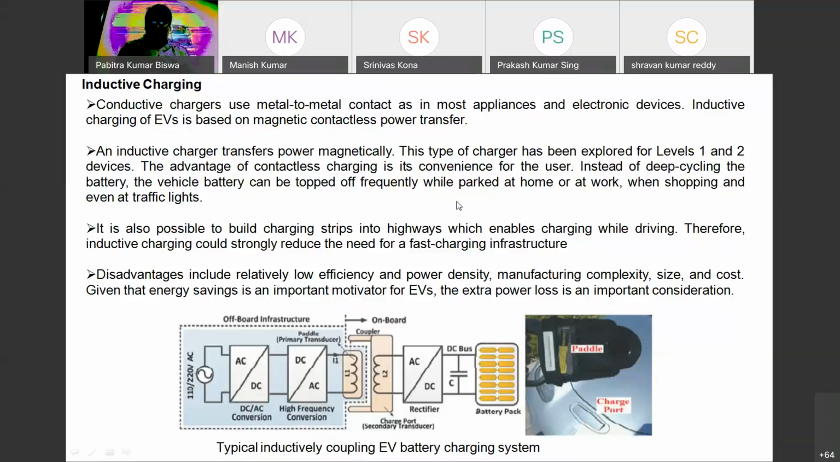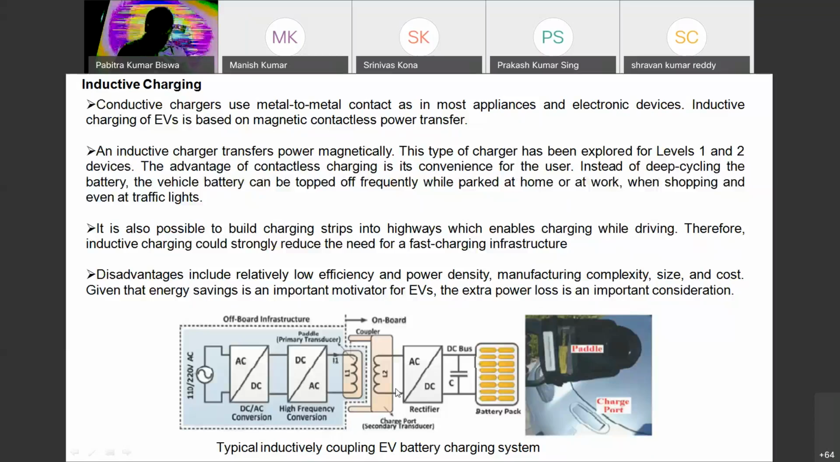charging, which is convenient for the user. Instead of deep cycling the battery, the vehicle battery can be charged frequently while parked at home, at work, when shopping, and at the traffic signal also. It is possible to build a charging strip on the highway which enables charging while driving.